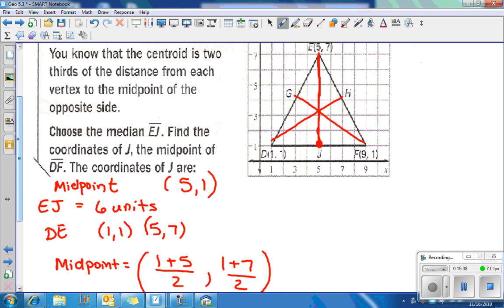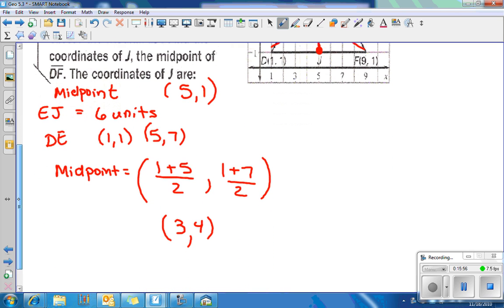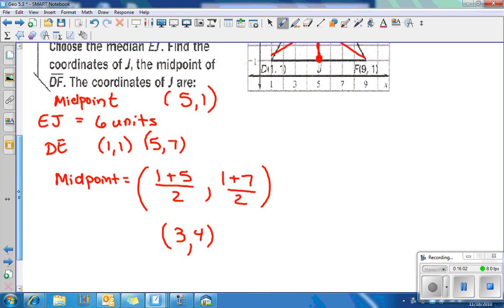1, 2, 3. 1, 2, 3. 1, 2, 3. 1, 2, 3, 4. Good. So G is the midpoint of DE, and H is the midpoint of EF. You need to check that. That's one thing it shows you on my graph because I wrote it in there, but you need to make sure that you check that when you do your homework, that they are the midpoints.